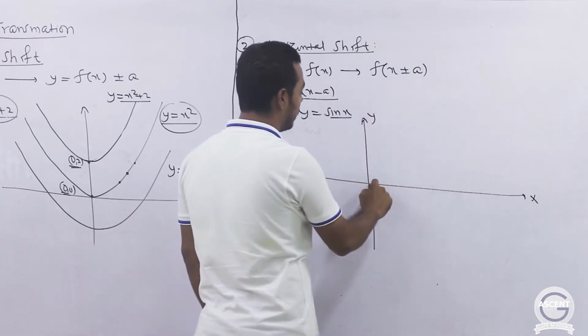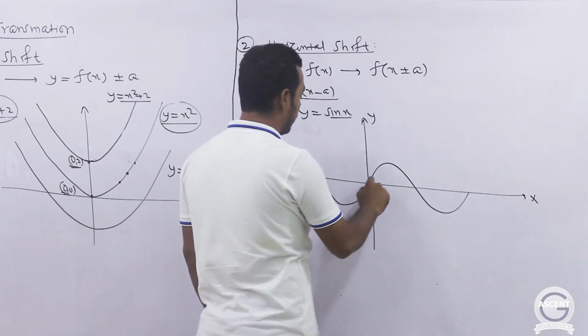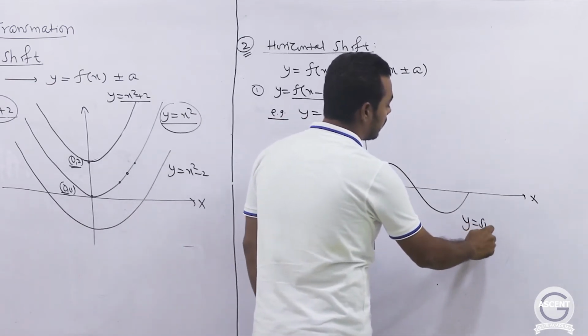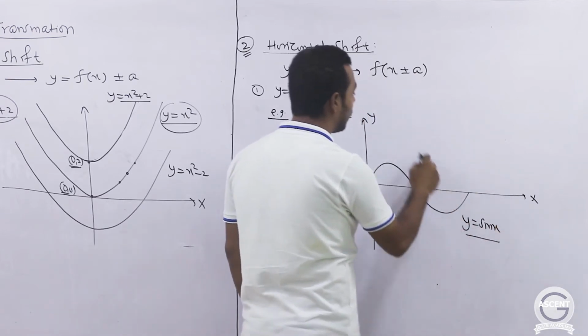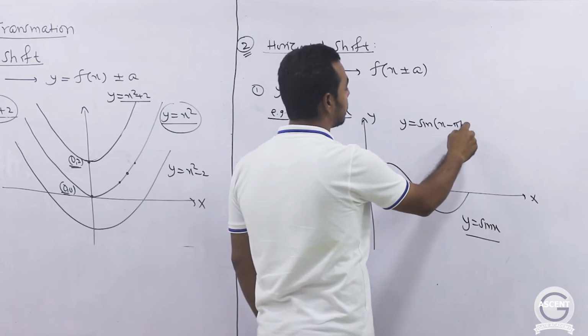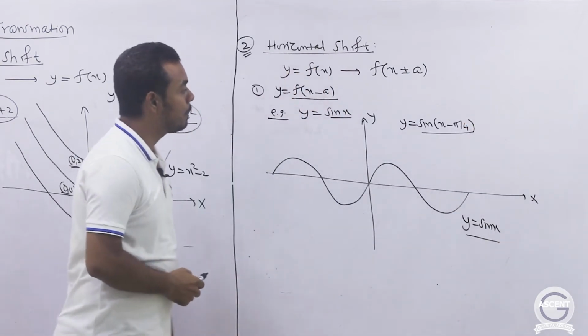These were our coordinate axis. This was our graph of y equals sine x, right? Now suppose we want to draw the graph of the function y equals sine of x minus pi by 4, right?